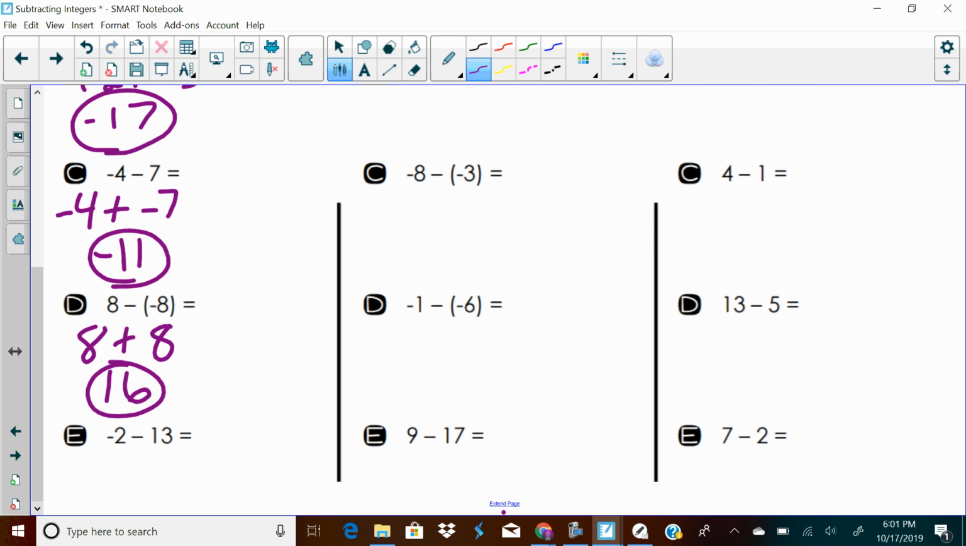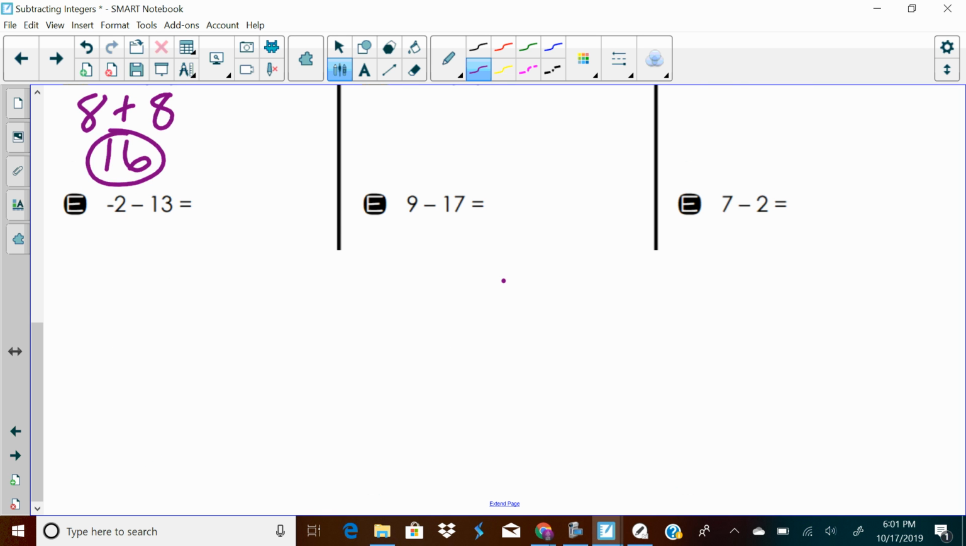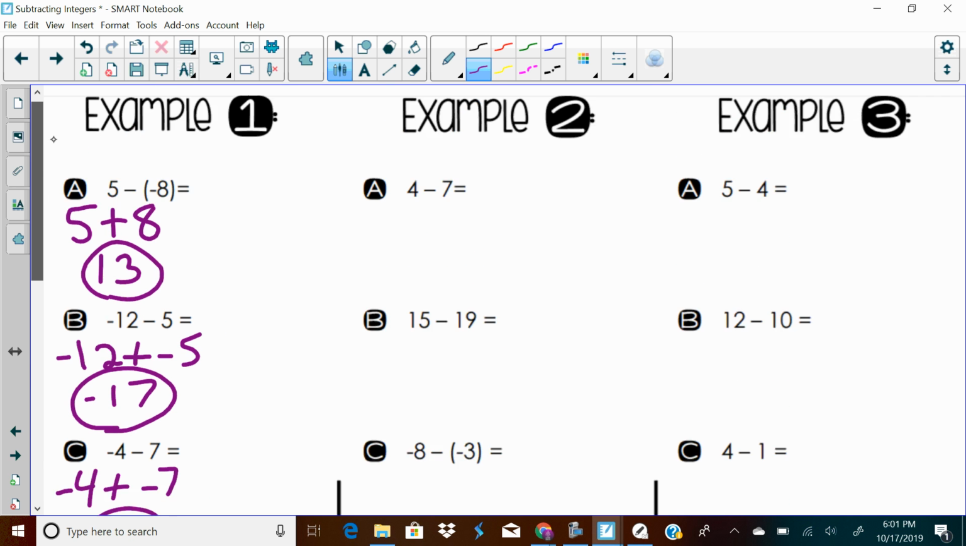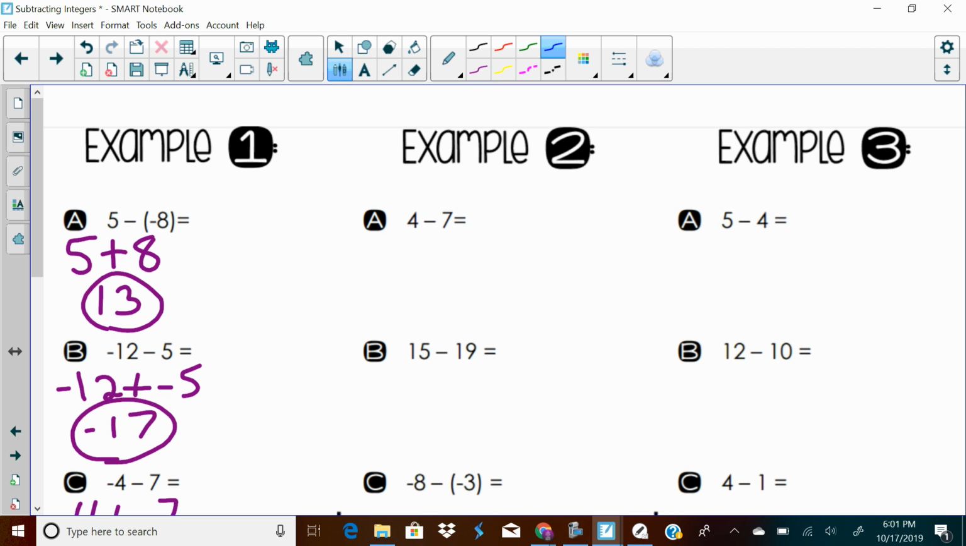And for E, I have negative 2 plus negative 13. Same sign, so I add and keep. So I get negative 15 as my answer. Okay, so notice all of them were the same sign once we changed it to addition. So we followed the same sign rule.